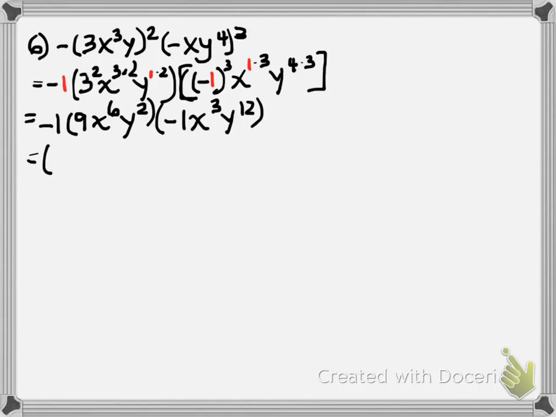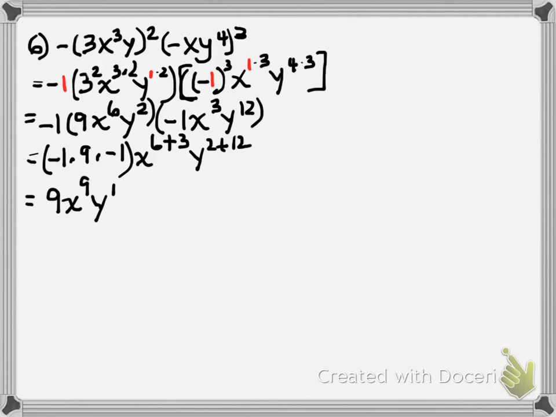And when I multiply monomials, I'm just going to multiply the coefficients. So I have a negative 1 times a 9 times a negative 1. But now I have to go back and add exponents on like bases. So I've got to keep my rules straight. Let me erase that, make that neater. So 2 negatives make a positive. 1 times 9 times 1 is 9. 6 plus 3 is 9. 2 plus 12 is 14. And that's that answer.